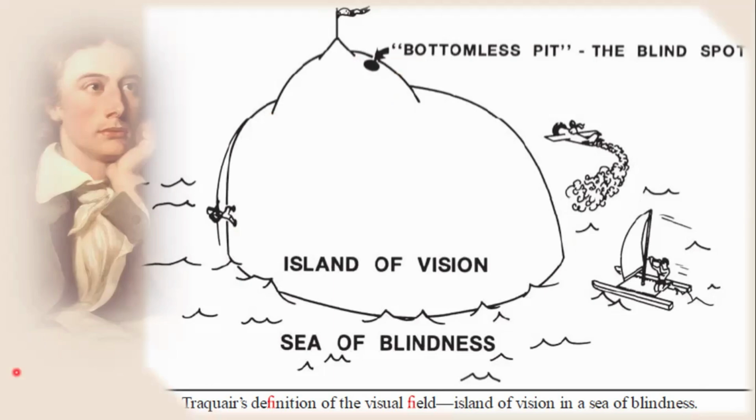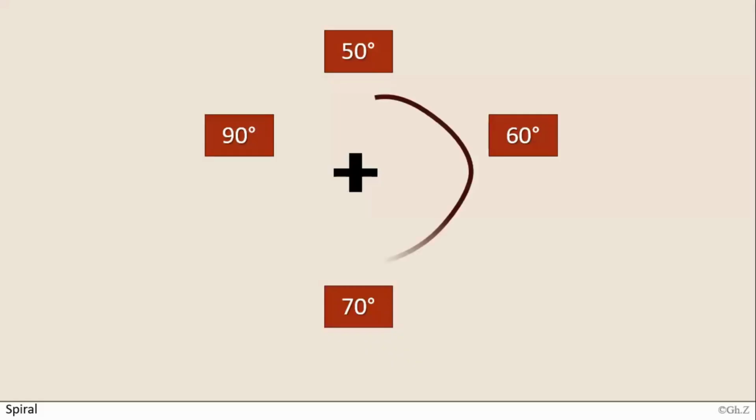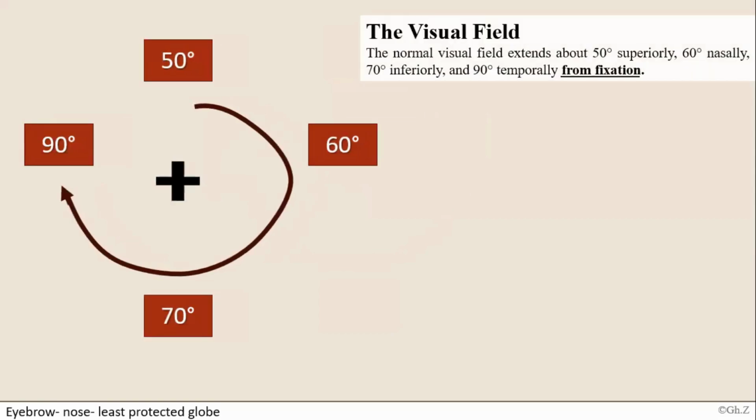So always remember there is a fixation point, and then we have a limit for the visual field. The numbers vary from reference to reference, but the visual field is 50 nasally, superiorly 60, and then inferiorly, and then temporally. It's like a spiral. This is one of the spirals in ophthalmology that you should be aware of. Mainly it is restricted superiorly because of the eyebrow, and by the nose on the nasal side, and the maximum visual field is on the temporal side.